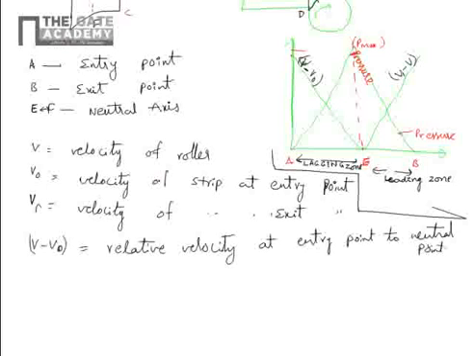The difference between the velocity of the strip and the velocity of the roller is called slip. Forward slip is the relative velocity from the neutral point to the exit point, and from the entry point to the neutral point it is called backward slip.